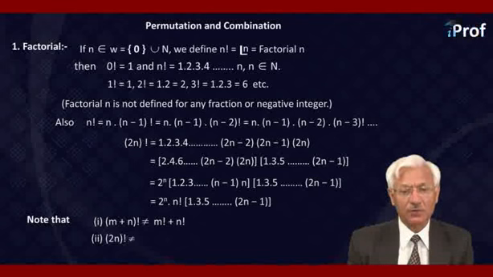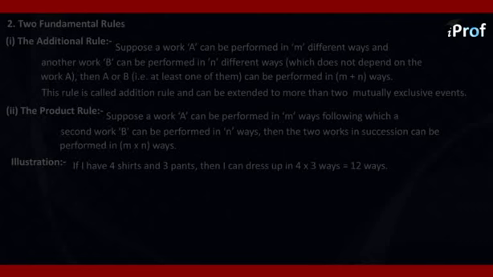Suppose I have 4 shirts and 3 pants. Then I can dress up in 4 into 3, that is equal to 12 ways, because corresponding to every shirt, I can use one of the 3 pants. Since there are 4 shirts, naturally the number of ways in which I can dress up is 4 into 3. That is what I have used as the product rule.